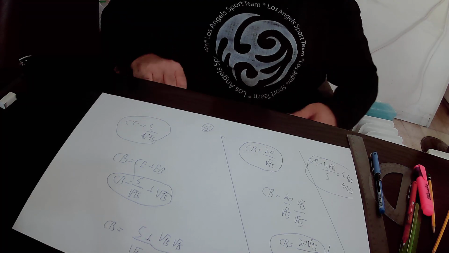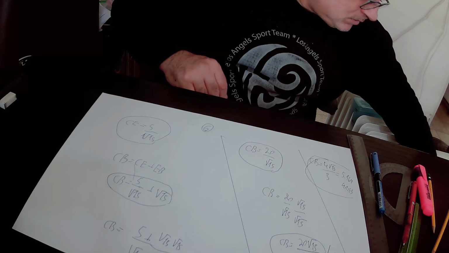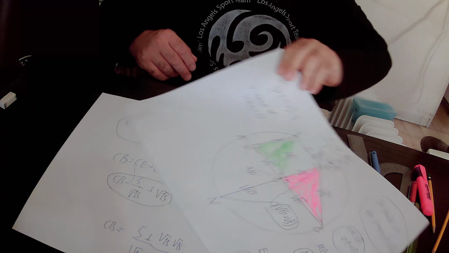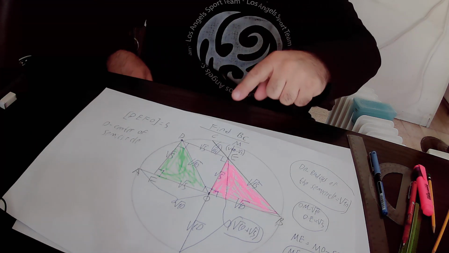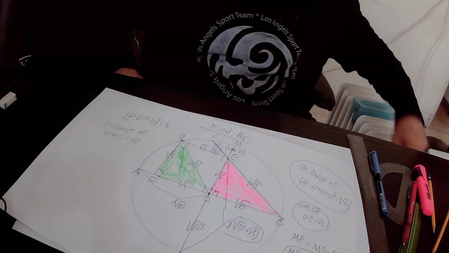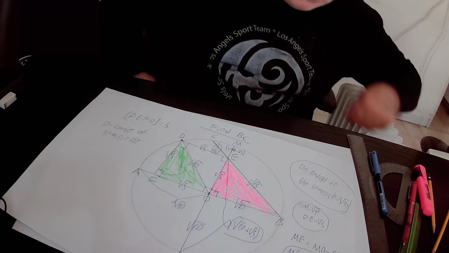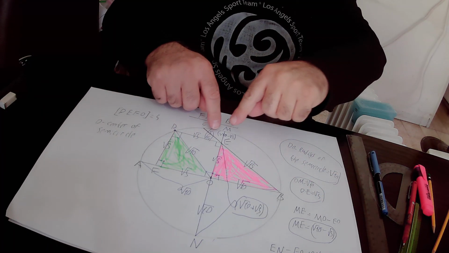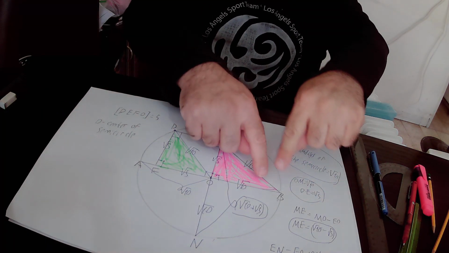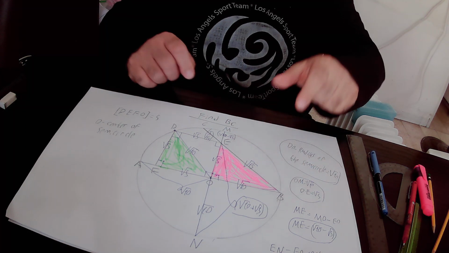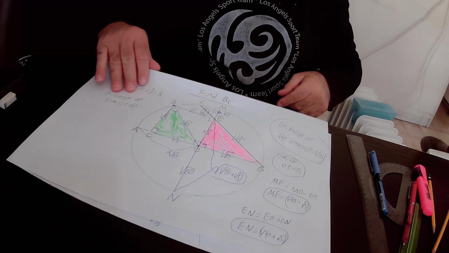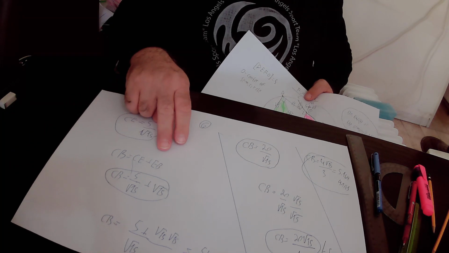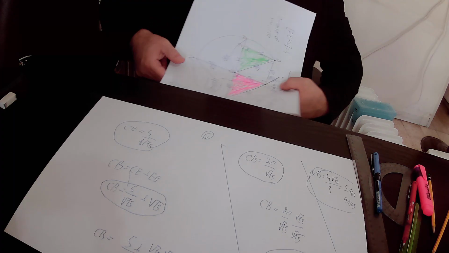Okay, so actually we are looking for this: we want to find the length of this chord called CB. From the drawing, it is very easy to see that CB equals CE plus EB. Again, CB equals CE plus EB.